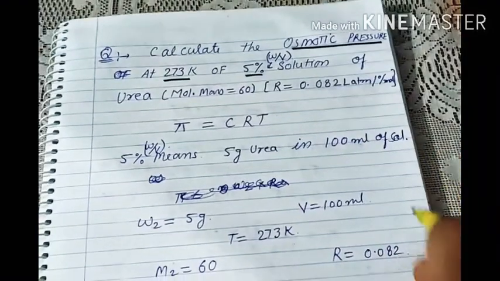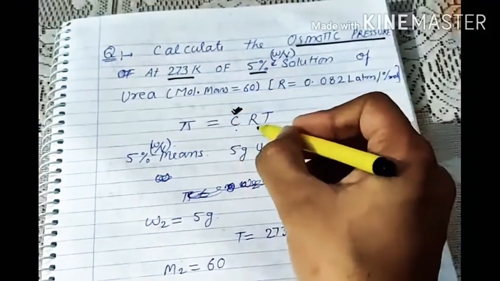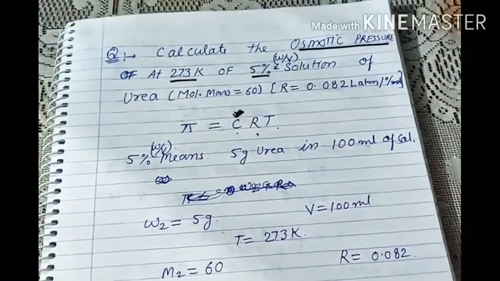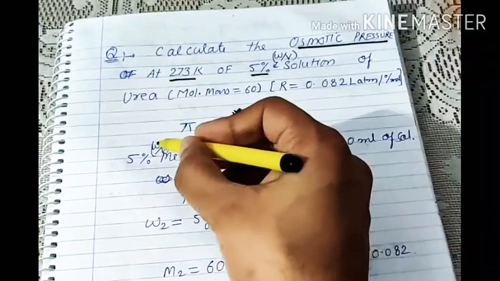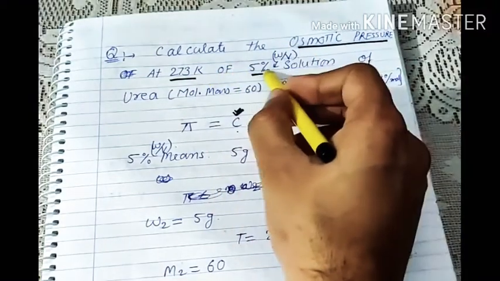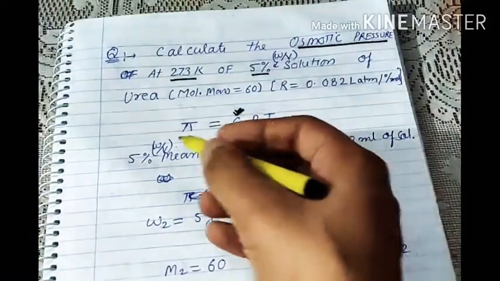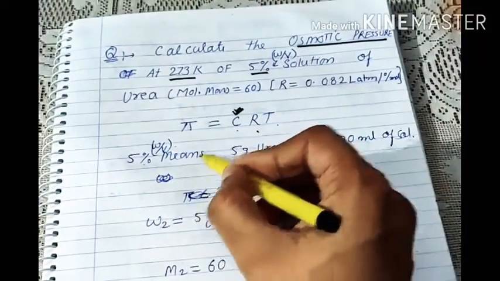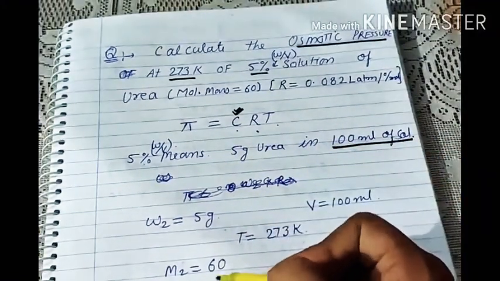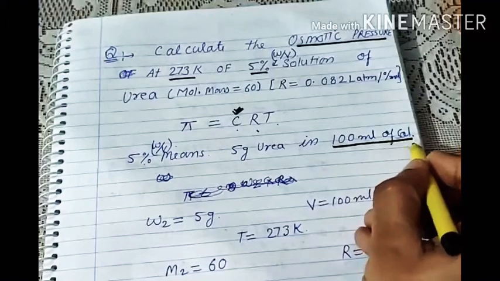Now listen, we know the formula of osmotic pressure is pi is equal to CRT. C is what? Molarity. And R and T, R is what? Solution constant, and T is the temperature. Now what is given in the question? It is saying 5% weight by volume solution of urea. Weight by volume solution of urea means what? 5% weight by volume means 5 gram of urea in 100 ml of solution. Do you remember? 5% weight by volume means 5 gram of urea in 100 milliliter of solution is given.